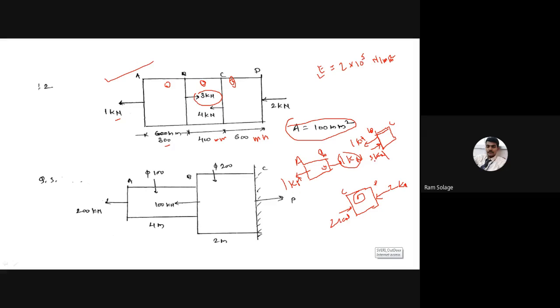Otherwise, we will do the cross check. It is 2 kilonewton or it is 4 kilonewton. Now we will move to the point C.